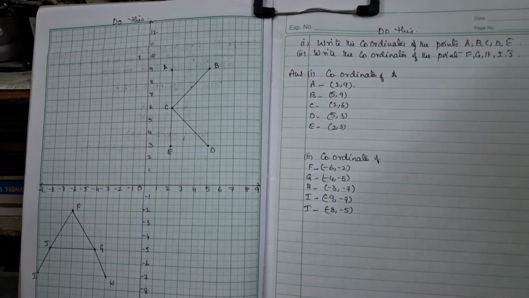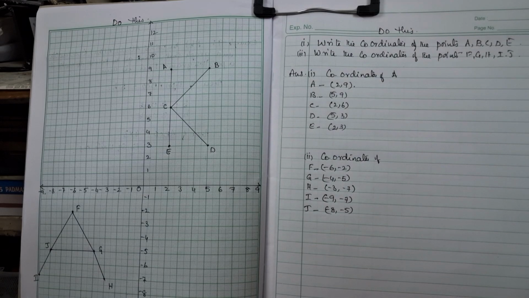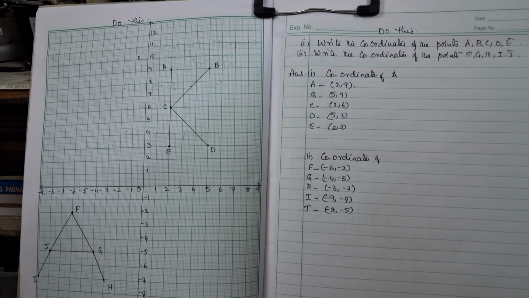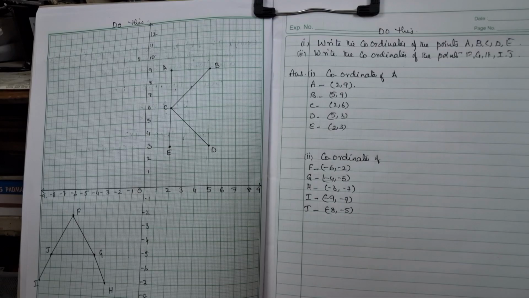All these problems deal with how to identify an ordered pair or how to write the coordinates of a point. That's very important to locate a point in the Cartesian plane. So with this, I am concluding my topic today, children. In the next class, I will be doing the next part.